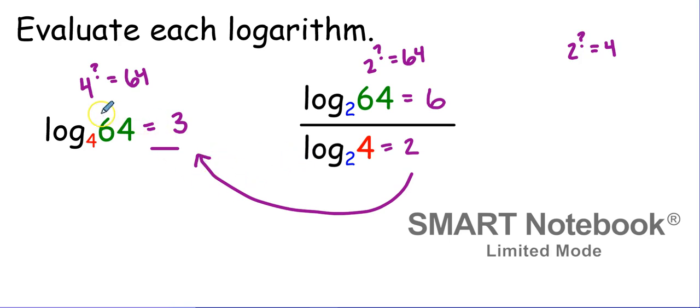So I can actually chop this log up into two separate ones. And notice what I did. I changed the base, and I changed it to a 2 because I know 2 goes into both of these numbers, 4 and 64. If I change this to a log base 2 of 64 divided by a log base 2 of 4, I can chop that up into two answers, and it gives me the same exact thing.